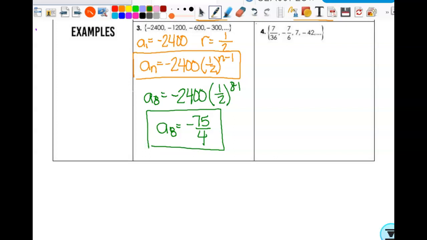Any questions about that? We good? All right. So on number 4, my first term is 7 over 36. My r. So first of all, is r going to be positive or negative? Negative. Is it going to be a whole number or a fraction? It's getting bigger, right? So it's going to have to be a whole number. You don't even have to worry about this mess right here. What do you multiply 7 by to get 42? 6. There you go. Okay. So then write your rule and come up with the 8th term.